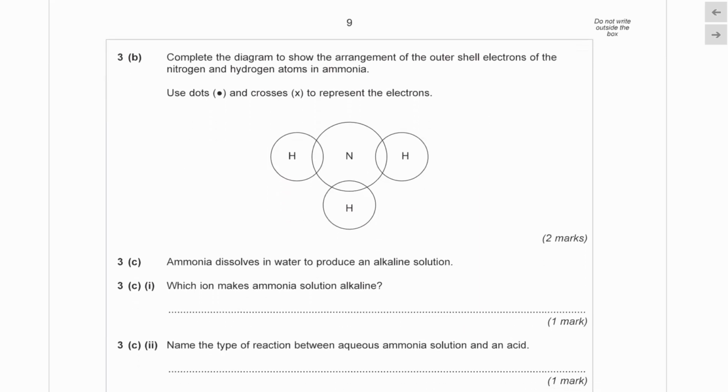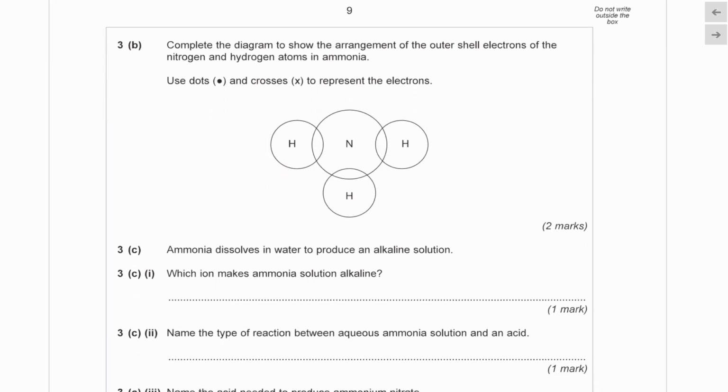Let's move on to part B. It says complete the dot and cross diagram to show the outer shell electrons below. Okay, so we use dots and crosses to represent electrons. Now the first thing we need to do is we look in our periodic table, okay, and I'm just going to tell you that hydrogen is in group 1, and nitrogen is in group 5. That tells you how many electrons they have in their outer shell. Okay, so nitrogen has 5 electrons and hydrogen has 1. Now hydrogen, because it's in the first period, only needs 2 electrons to be happy and have a full outer shell, whereas nitrogen needs 8 because it's not in the first period, it's in the second period.